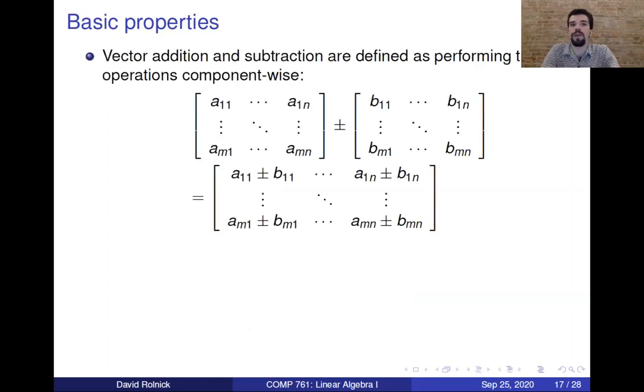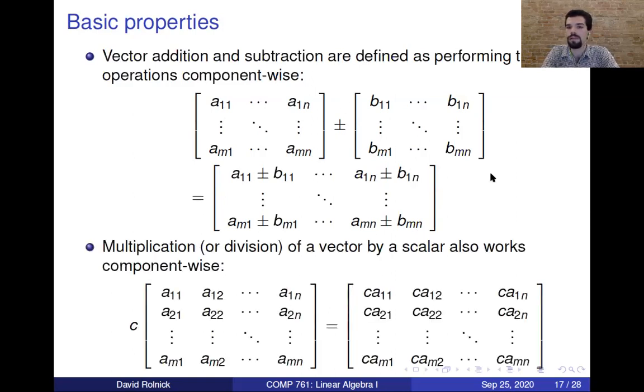So some basic properties of matrices. Matrix addition and subtraction are defined just as with vector addition and subtraction, performing these operations component-wise. So if you want to add together two matrices, you just add together each of the individual components. And likewise, if you want to subtract the matrices, you subtract the components. Likewise, multiplication by a scalar also works component-wise. If you're multiplying by any real number, you multiply all the entries of the matrix.